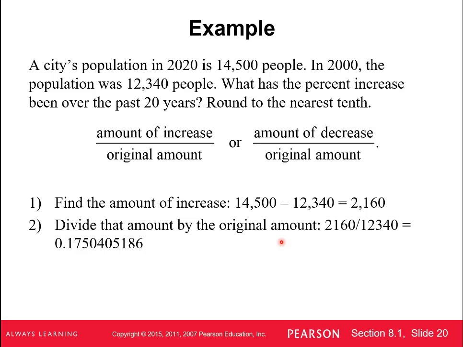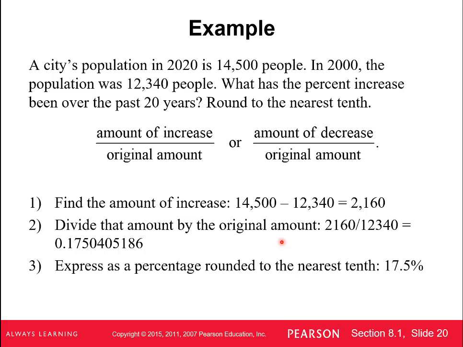We're going to round to the nearest tenth, so this would be 17.5%. We move the decimal point over 2 places. So we know it's going to be 17 point, and then we see, should we round our 5 up to a 6 or leave it as a 5? No, we leave it as a 5 because the digit to the right of it is 0. So the percent increase over the past 20 years in that particular city is 17.5%.